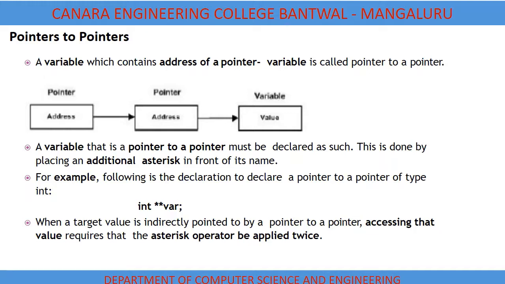So how to use this double pointer? You can see the declaration, how you can declare a pointer to a pointer of type integer. We have given int followed by a space, then two asterisks, that is two pointer symbols, followed by a variable name. When the target value is indirectly pointed to by a pointer to a pointer, accessing that value requires the star operator to be applied twice, as shown in the example. We'll try to illustrate with an example.